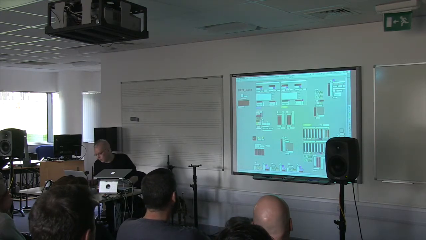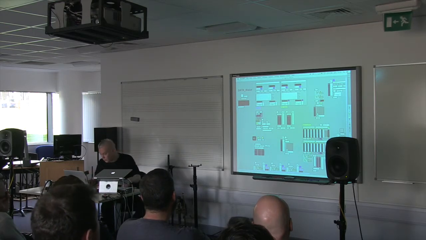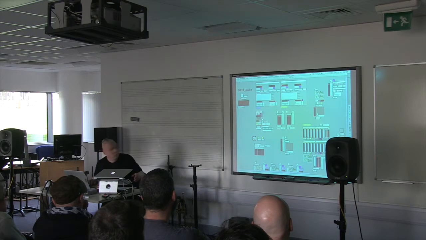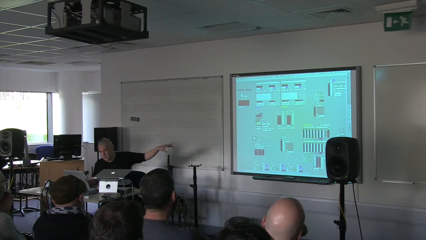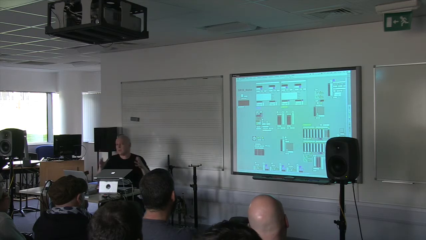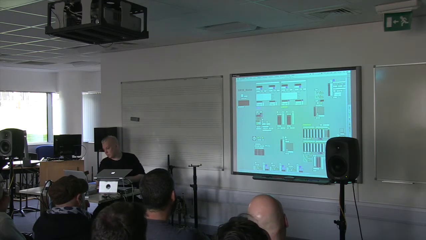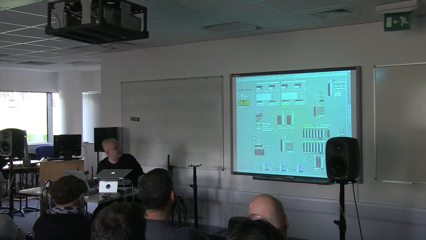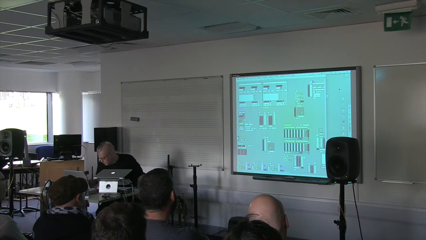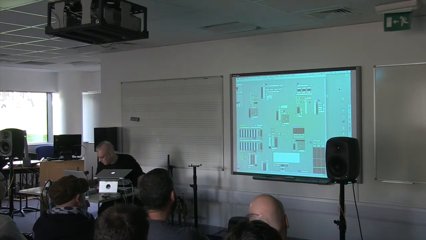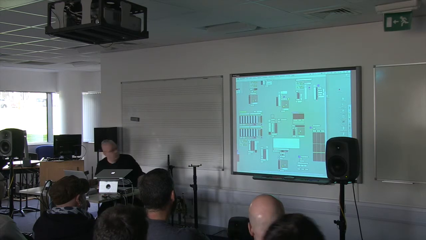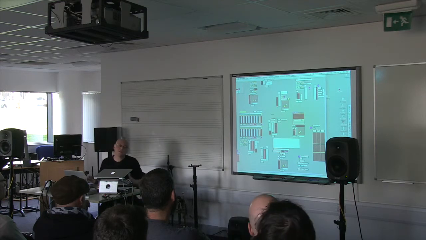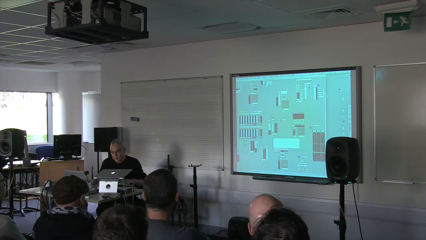Yeah, kind of. So the way I usually do my patches is very much like this. A lot of bpatchers, and each of them is a kind of module of a modular synth. I will go into more detail, but the idea in this patch is that this small part here actually receives all the data coming from the dancer.